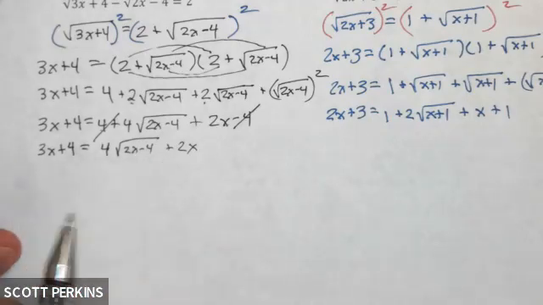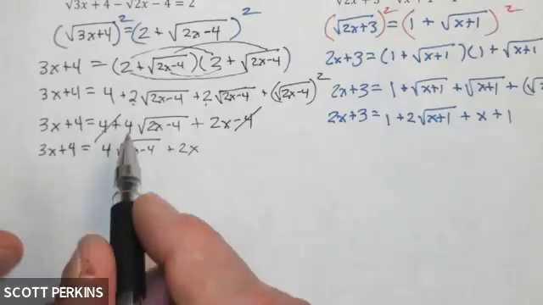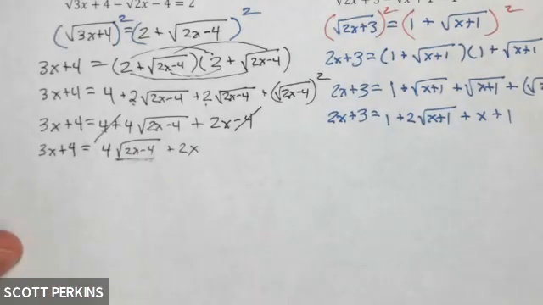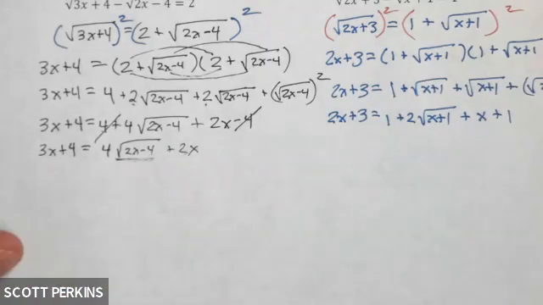I've gotten rid of one of the radicals successfully. It took 5 steps, but we did it. So now what I'm going to do is get this radical by itself. So I'm going to bring this 2x over to the left. I'm going to subtract the 2x from both sides.